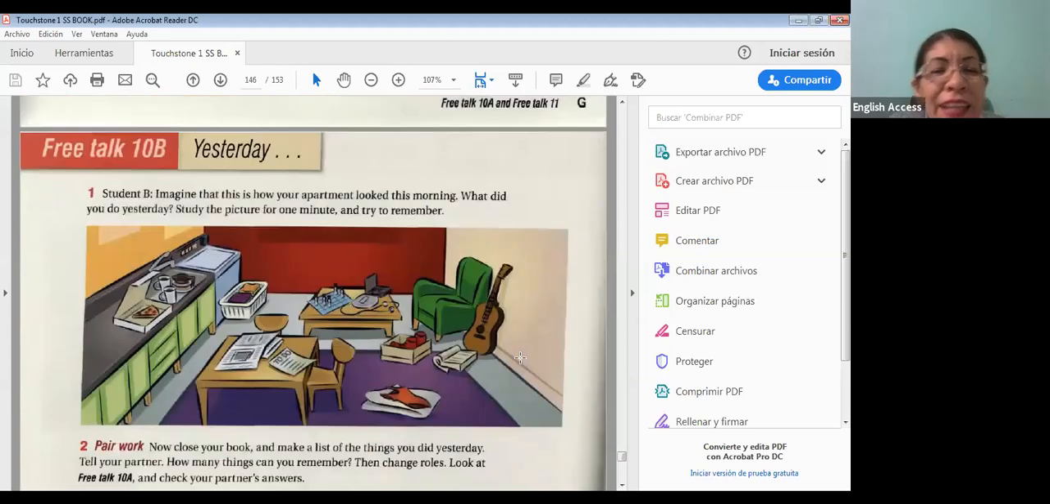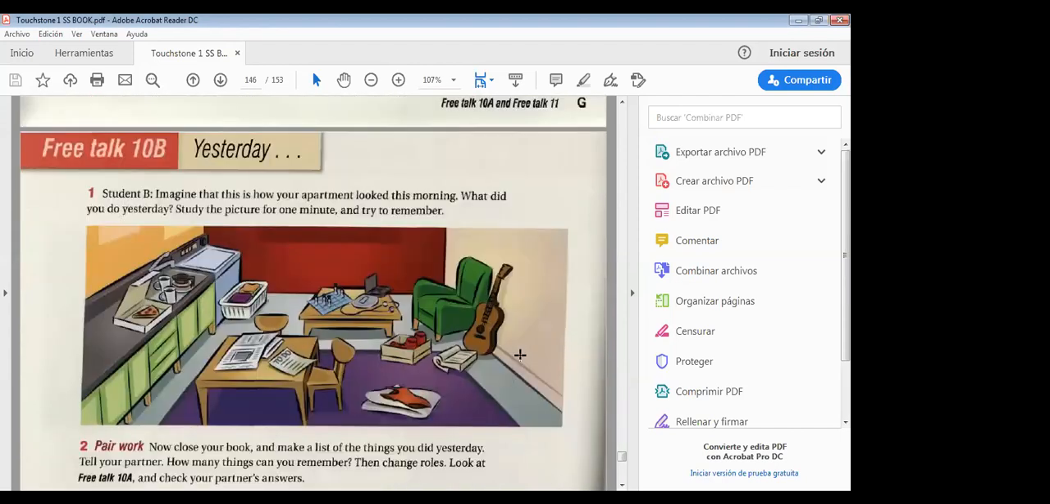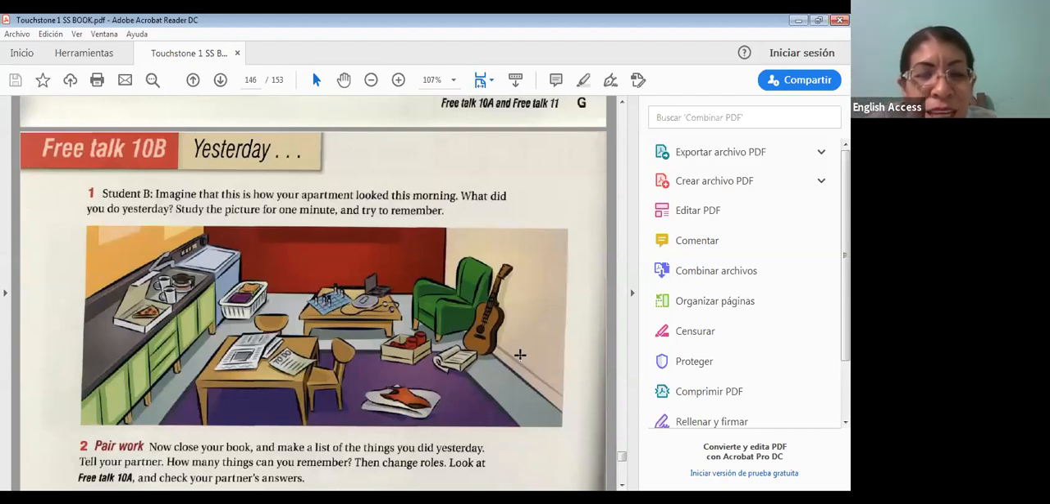Well, there is another part that says free talk. 10B is on the next page, Luis. This time we are not going to study the picture. Let's look at the picture and imagine that this is your room. This is what happened yesterday. Now tell me, what did you do yesterday?